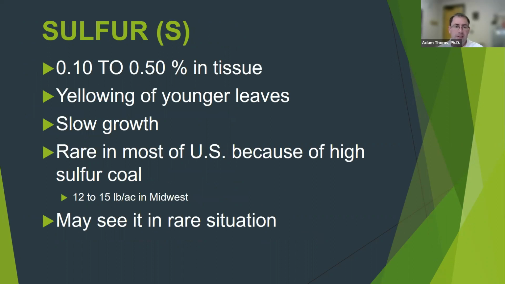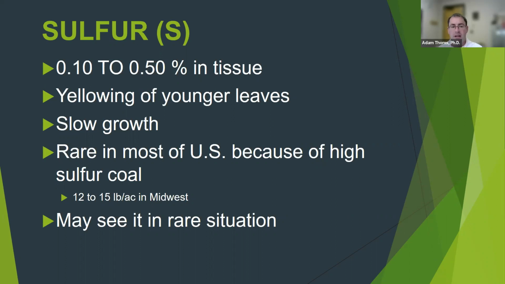We move on to sulfur. Again, sulfur is one that we don't oftentimes see an issue with. Typically, if you have a sulfur deficiency, you're going to see slow growth and yellowing of younger leaves. Why is sulfur deficiency so rare? Well, for one, it's not needed in very high amounts in the tissue, but also it's fairly rare in the US because of the high sulfur in coal that has been used for years.